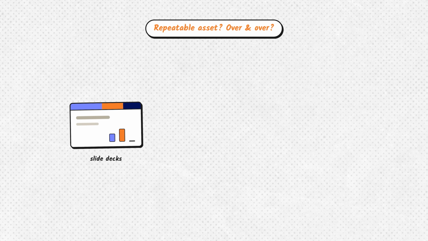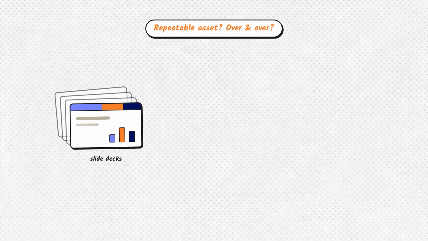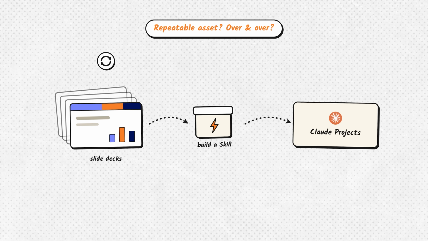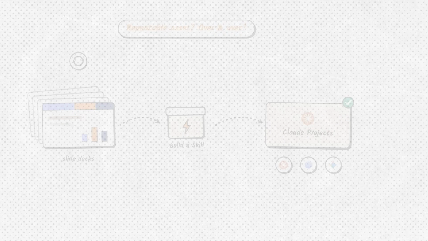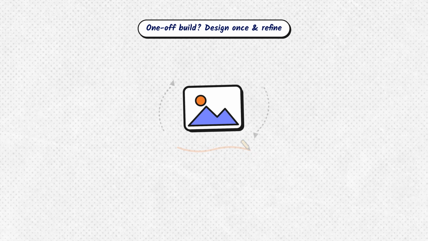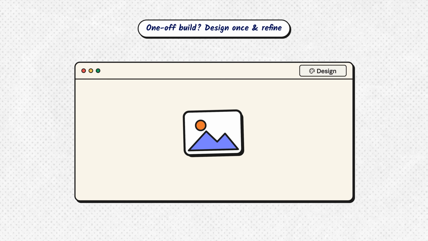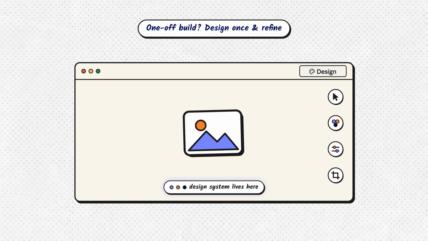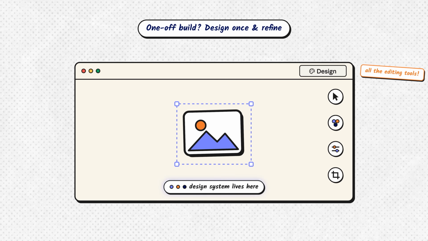Now at this point, you're probably thinking, do we need to create skills for everything? So here's the rule that I use. If it's a repeatable asset, something you create over and over like a slide deck, build a skill so you can run it in your Claude projects or even bring it to other platforms. But if it's a one-off build, something you design once and refine, you can just generate it directly inside Claude Design, where your design system already lives and you can get all the visual editing tools.